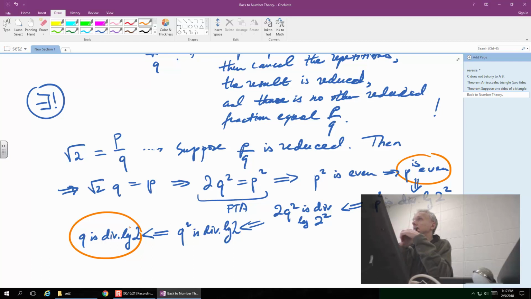What's the conclusion? P is even and Q is even. We did not see it as a problem then. It was not, and now we have a different angle. So what's the problem? If they're both even, then they can be reduced. That's right. So we have arrived at a contradiction, because the assumption was that it was reduced. The fraction was reduced to begin with.